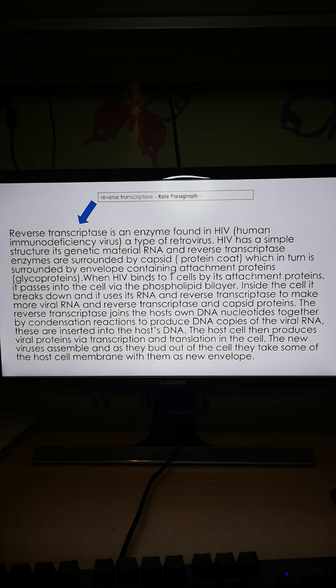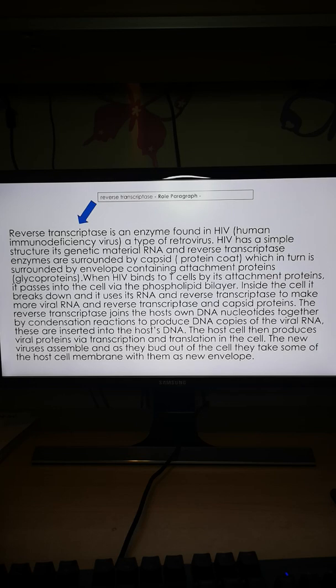When HIV binds to the T cells by its attachment proteins, it passes into the cell via the phospholipid bilayer. Inside the cell, it breaks down and uses its RNA and that reverse transcriptase to make more viral RNA, reverse transcriptase and capsid proteins. The reverse transcriptase actually joins the host's own DNA nucleotides together by condensation reactions to produce DNA copies of the viral RNA. These are inserted into the host DNA and the host cell then produces viral proteins via transcription and translation, you could say via protein synthesis.